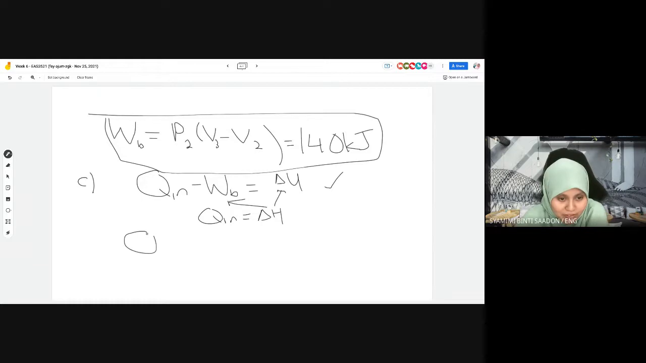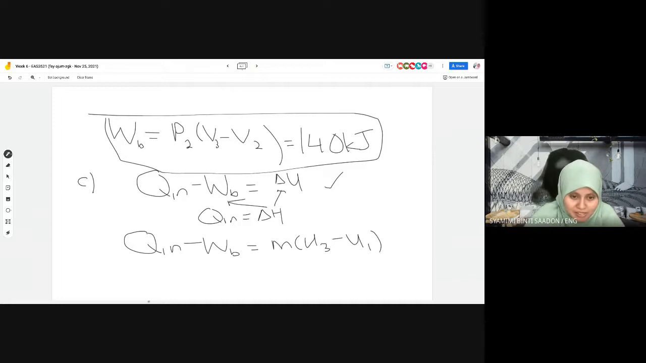So rewrite the equation: Q in minus WB, the boundary work, equals mass times the change in internal energy. Now we use the internal energy instead of enthalpy, because we already separate the boundary work here. First, the mass. We don't know the mass, so we calculate it using the ideal gas equation. We use the initial point.